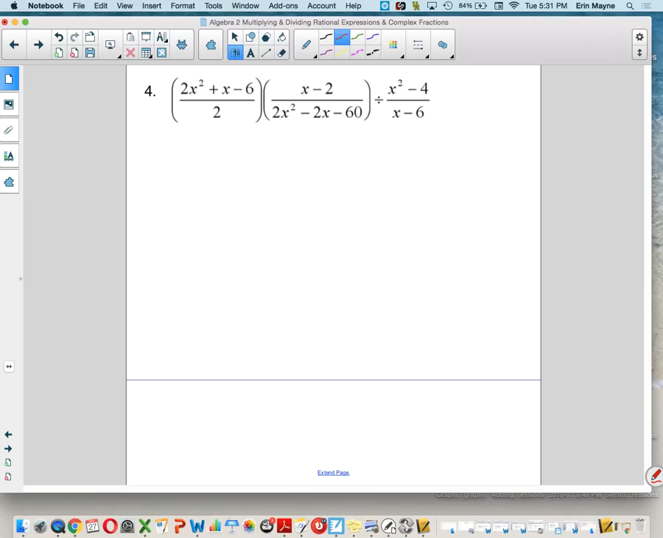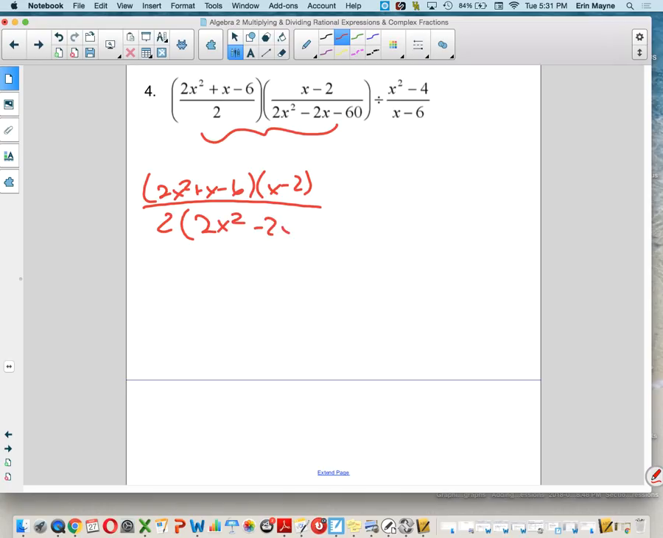Okay, so order of operations says that when I have multiplication and division in the same line, I go left to right. So I'm going to go ahead and write this 2x squared plus x minus 6. And left to right means I'm going to need to multiply that first. 2x squared plus x minus 6 times x minus 2 all over 2 times 2x squared minus 2x minus 60. You can already see where we're going to need to factor. Then I'm going to multiply by that reciprocal. This x minus 6 goes on top, and on bottom I have x squared minus 4. So you can tell right away we're going to have a decent amount of factoring.